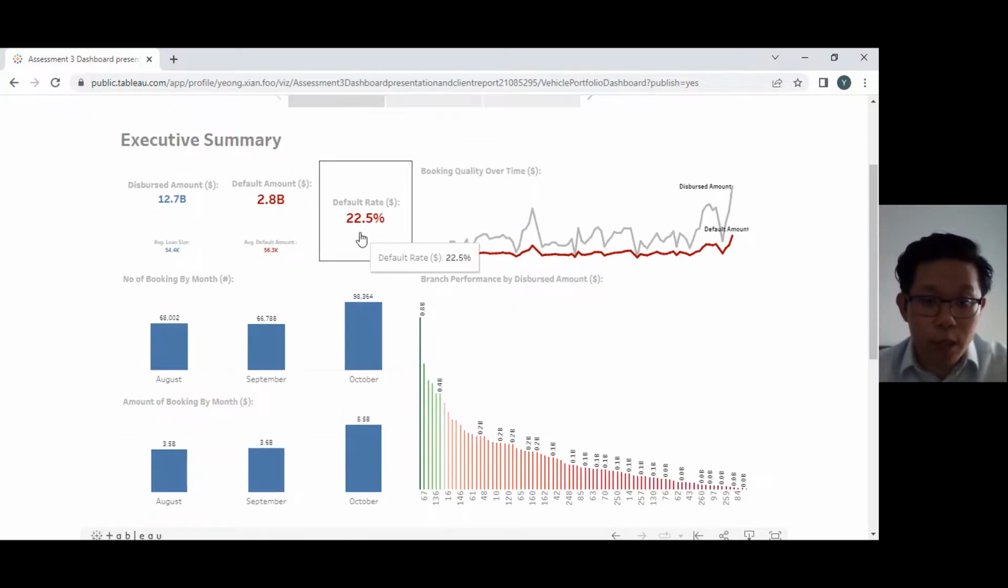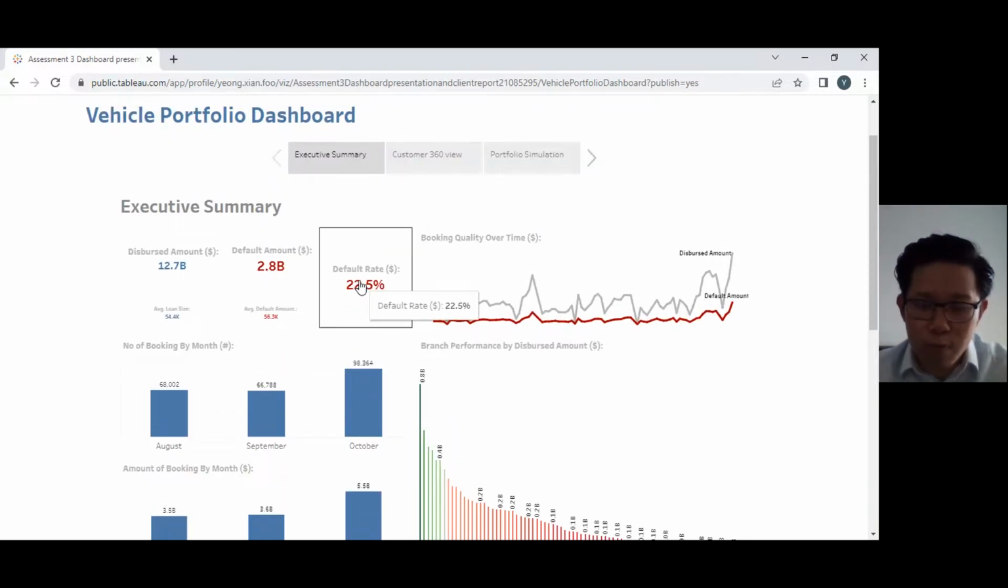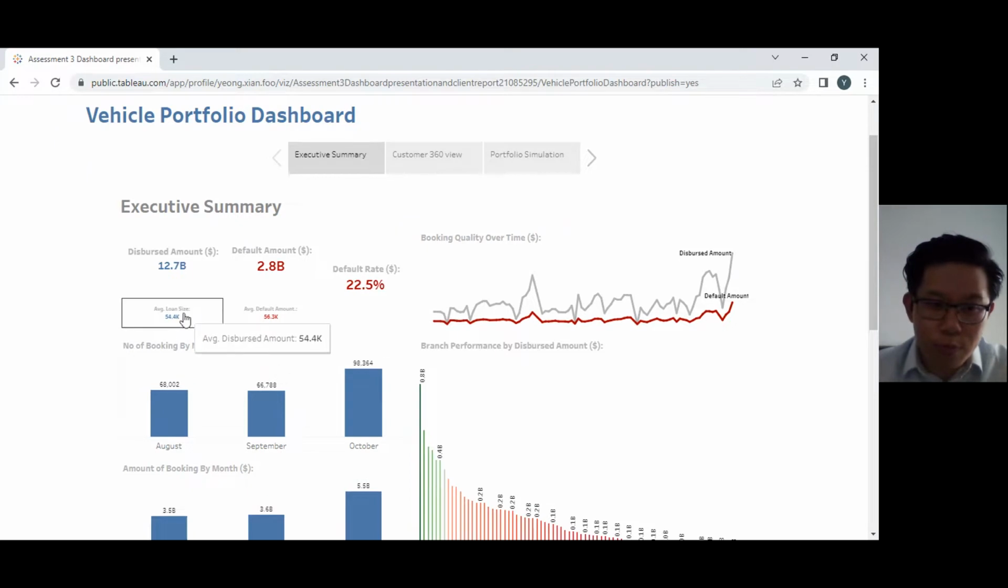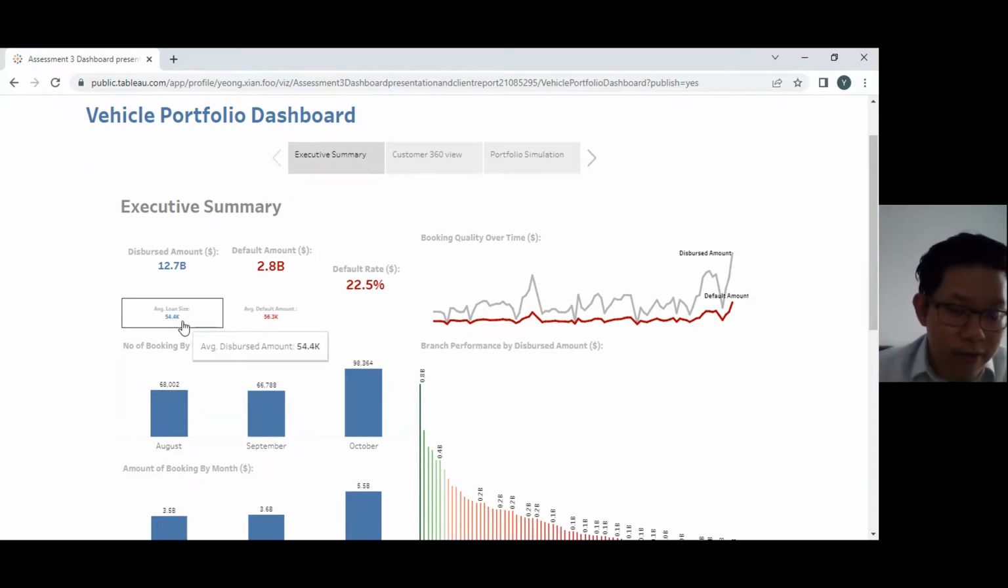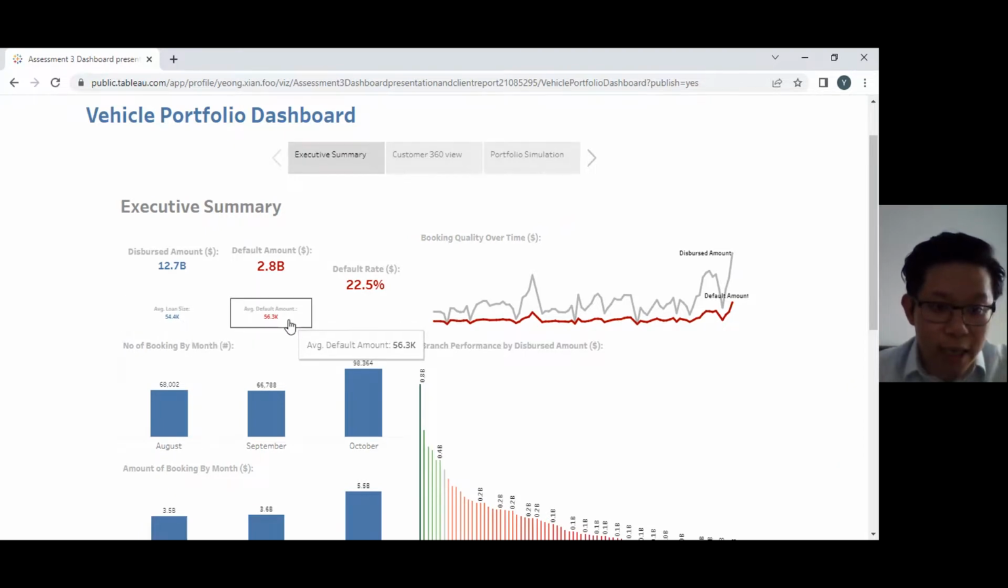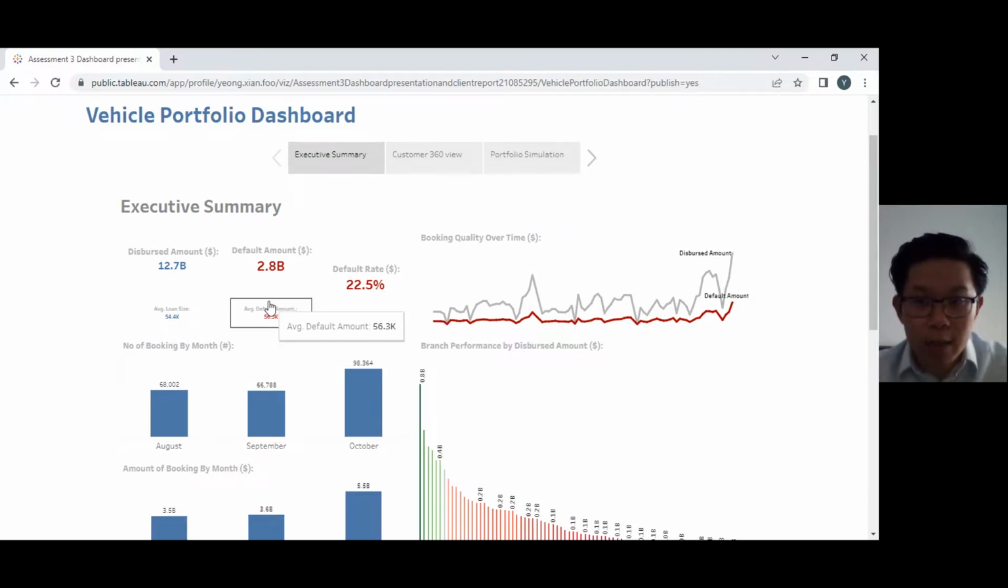So the default rate will be 22.5%, which is quite high from a credit risk point of view. And we can see that the average loan size is 54.4K, and the average default loan size is 56.3K, which means that the defaulted customers do not have some outlier loan size.